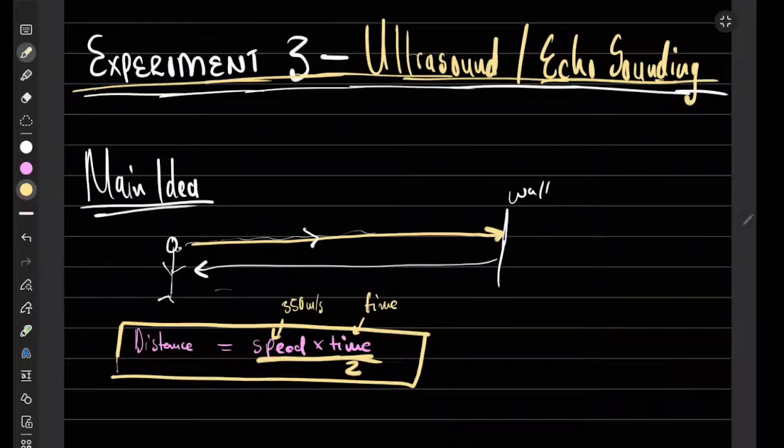You will get the distance between the person and the wall. This is the one-way distance if you want. You should divide whatever you get by 2. Am I being heard?